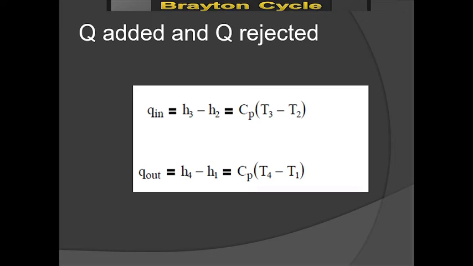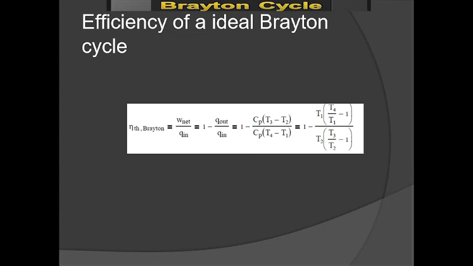So heat added is the enthalpy of point 3 minus the enthalpy of point 2, or the Cp of T3, the temperature difference between point 3 and point 2. So the heat rejected is the enthalpy of point 4 minus the enthalpy of point 1, or simply the Cp times the temperature difference of point 4 and point 1, which is the heat rejected.